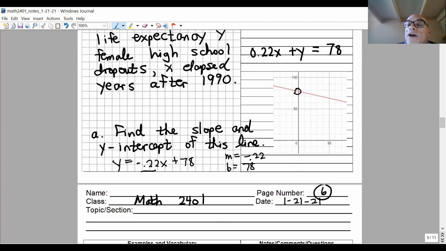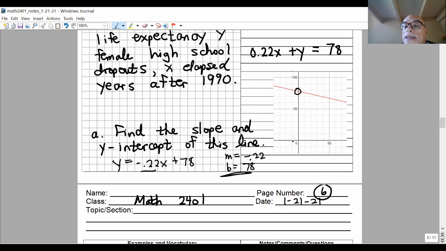Well, that, of course, is where the graph crosses the y-axis. But that answer is not in context. In the context of the problem, what is the y-intercept telling me? It's true in general that y-intercepts are where graphs cross the y-axis. That's always true. But in the context of this problem, what does that number 78 mean to me?